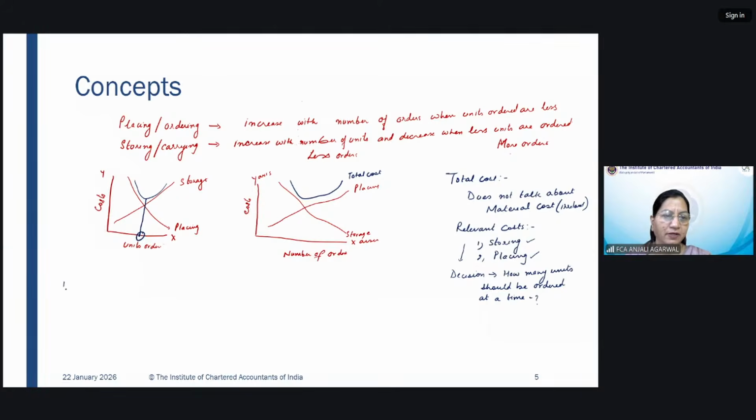So think about it. You place an order and that's, let's say, an import order. Your raw material is not available locally. You have to get it from some other country. So what happens when you get a raw material from some other country? The placing costs are high because you're going to import them, right?